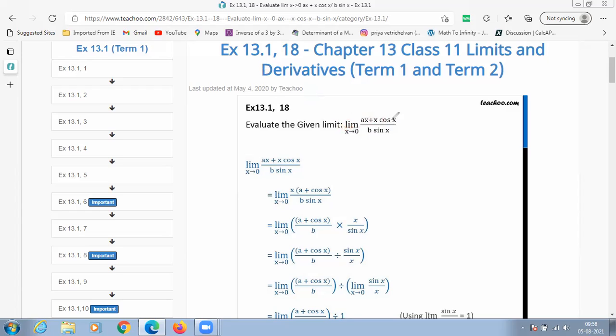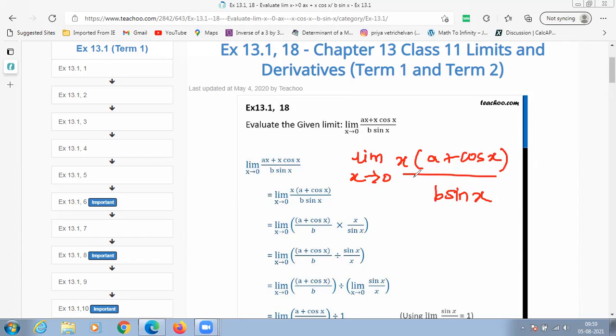All right. So now I'm gonna simplify the expression in the numerator. You do have ax plus x cos x. I'm going to take the variable x as common from the numerator. So it will be limit x approaches 0, x times a plus cos x, and you have b sin x in the denominator. Is it clear?